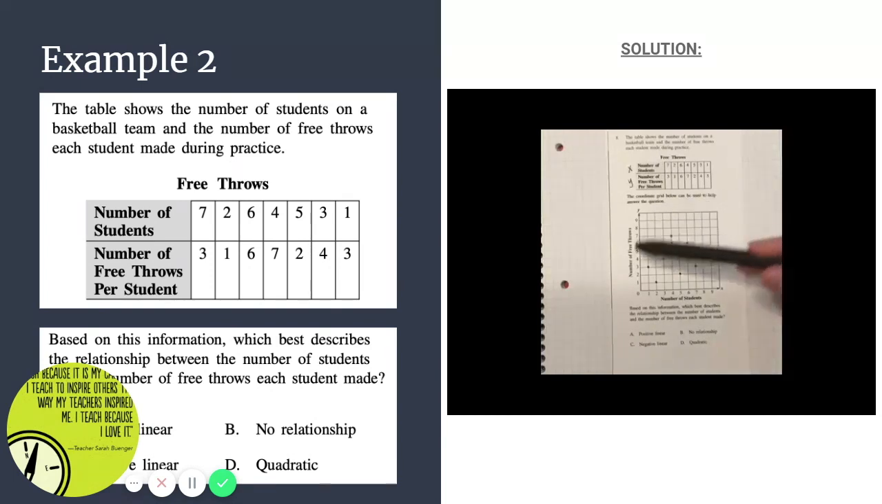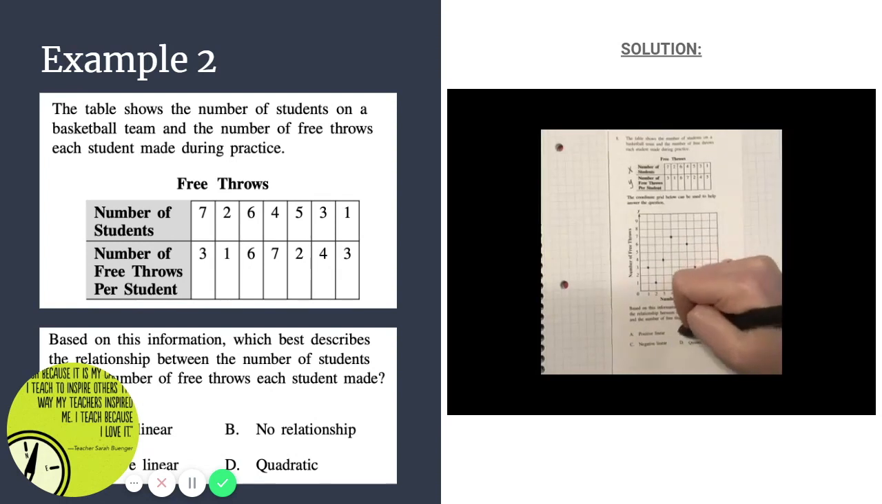So looking at this scatter plot here that we have, this actually would be no relationship because some things are down here, some are up here. We have higher, lower, they're kind of all over the place. So I would call this a no relationship. There is no correlation.